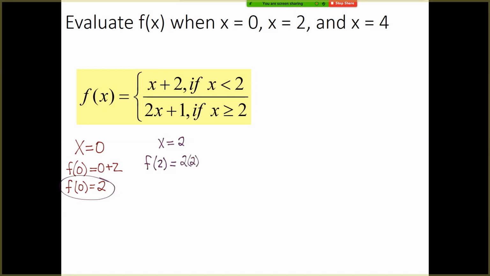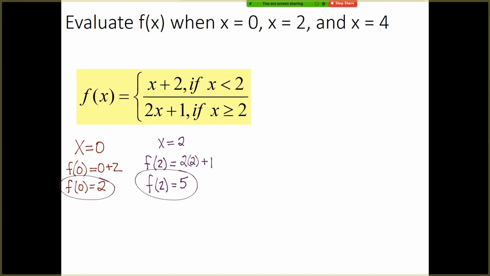So 2 times 2 plus 1. We're using this bottom part here, the 2x plus 1. Take the x out, replace it with 2. So 2 times 2 is 4, plus 1 is 5.